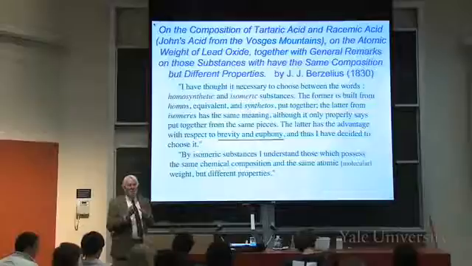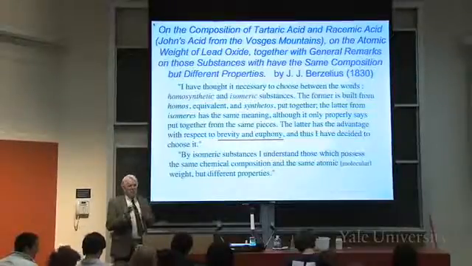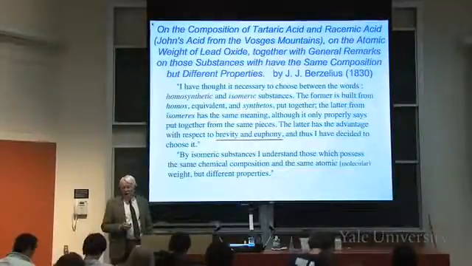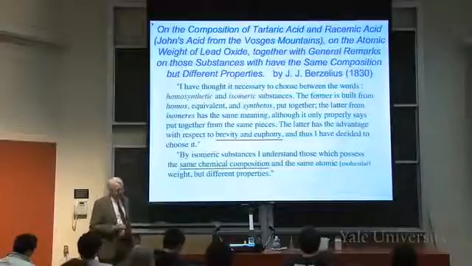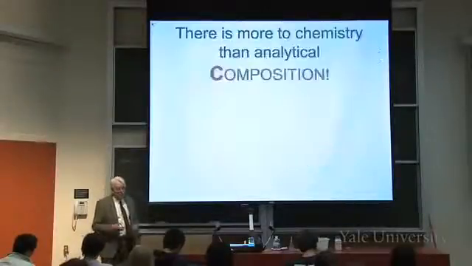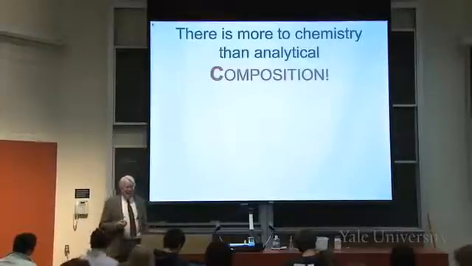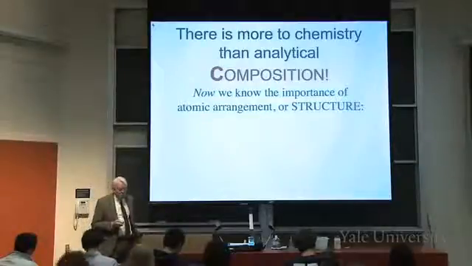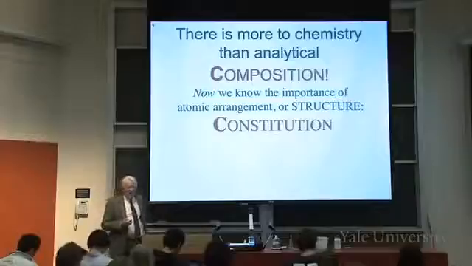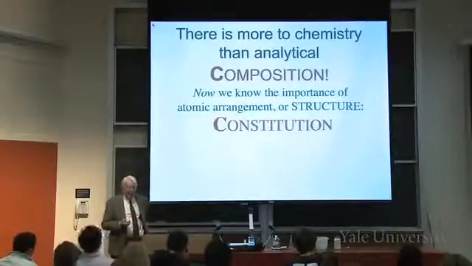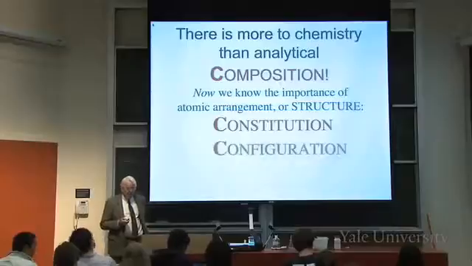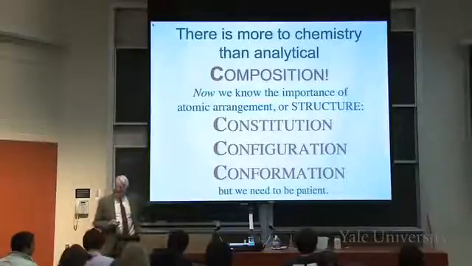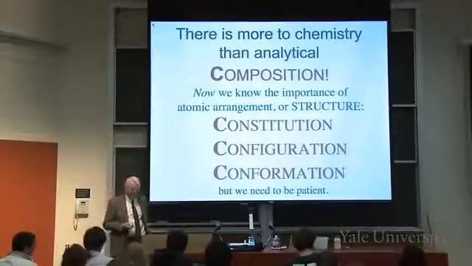So it showed there was more to be discovered. There must be something about how these pieces are put together that's different. But how can you possibly find that out just by doing reactions and weighing things? Same chemical composition, but different properties. So there's more to chemistry than the analytical composition, which is what they were good at measuring. Now we know the importance of atomic arrangement or structure. So there are 4 C's that we'll organize things about: composition, constitution, configuration, and conformation. But you've got to be patient. Those will take a little while to get there. It was several more decades.